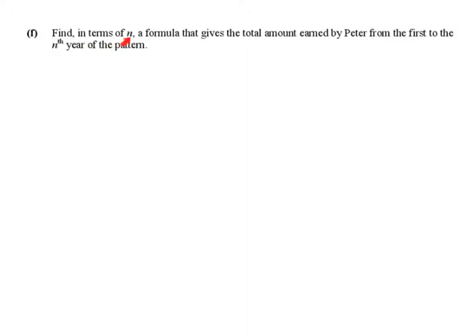F. Find, in terms of n, a formula that gives the total amount earned by Peter from the first to the nth year of the pattern. So when we hear that we're interested in the total amount, this means that we're going to add. We're going to add up all the salaries. We're going to add up all the terms in the sequence. And when we're adding terms in a sequence, it becomes a series. And when we're adding series, this is also known as summing the series, we use the sum of series formula, Sn, from our formula book.